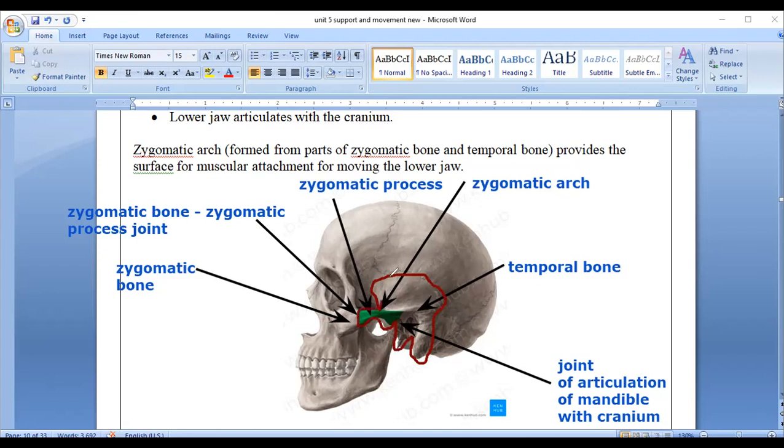This is our temporal bone. You can take it out. When you take it out, that green color portion also will be there in it. Understood?